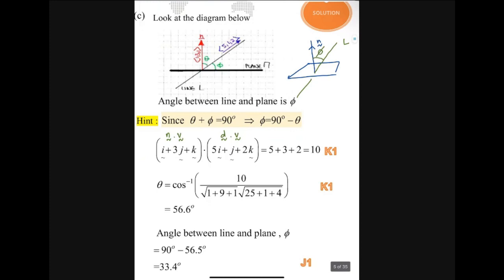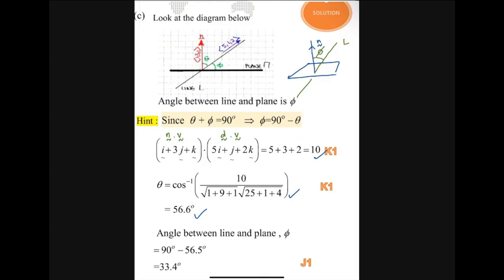Okay. So perform the dot product between those two one by one. The dot product from there, you're going to get 10, and then divide it by its magnitude. So you have to divide with the square root of 1 plus 1 plus 9, and for the direction vector, the magnitude would be the square root of 25 plus 1 plus 4. Okay, and then shift cos, then you obtain 56.6 degrees.